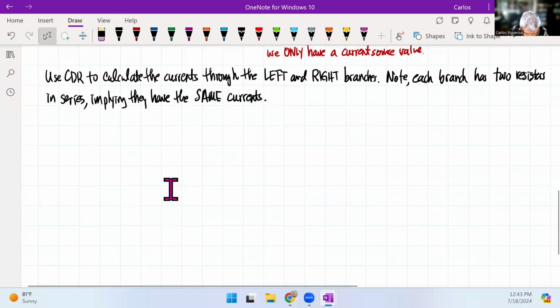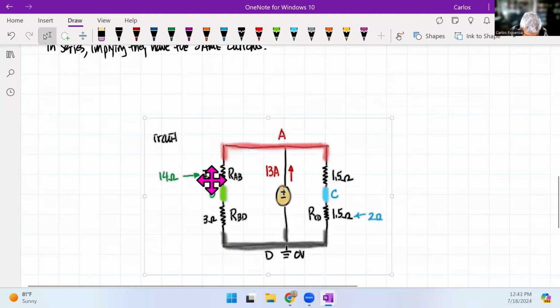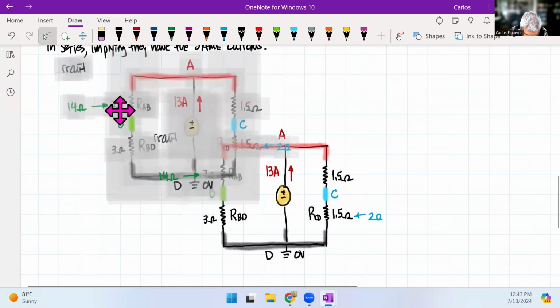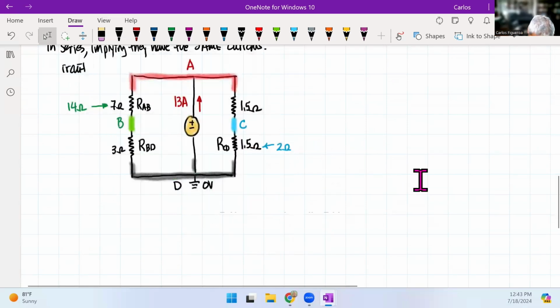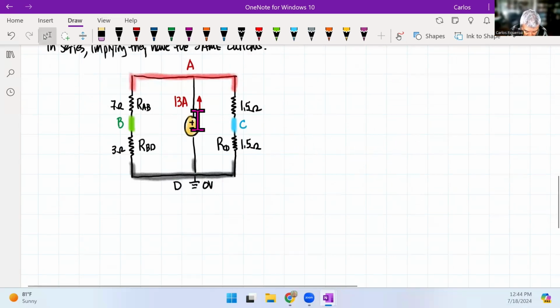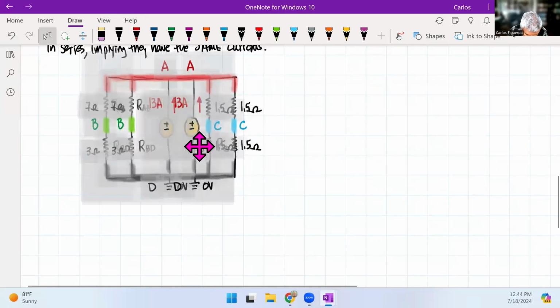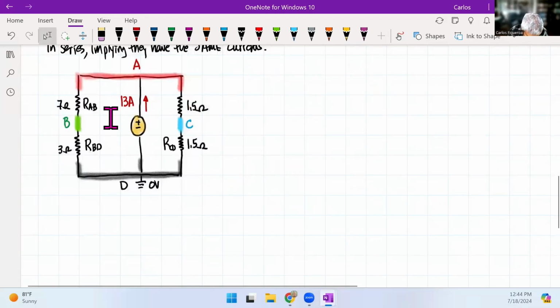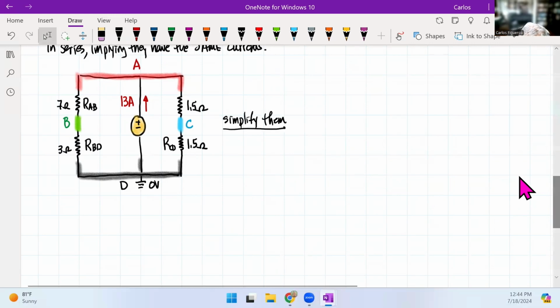So I'm going to modify the circuit from what I have. And here's what we just did. I'm going to take this away, take that away, and move it over here. I know that these two resistors on the left are in series, so I could make them into one. These two resistors are also in series, and I could make them into one. So now I'm going to simplify them. If I simplify them, here's what I have.